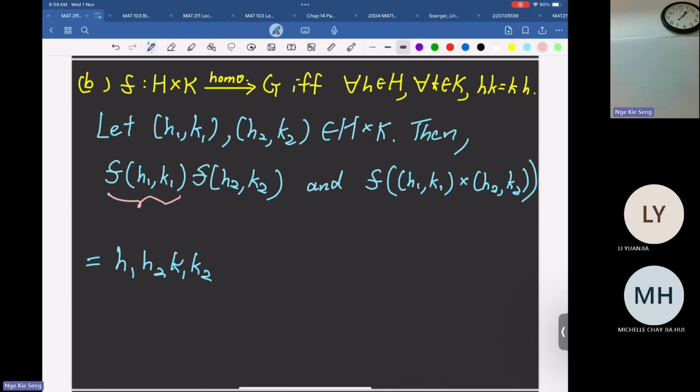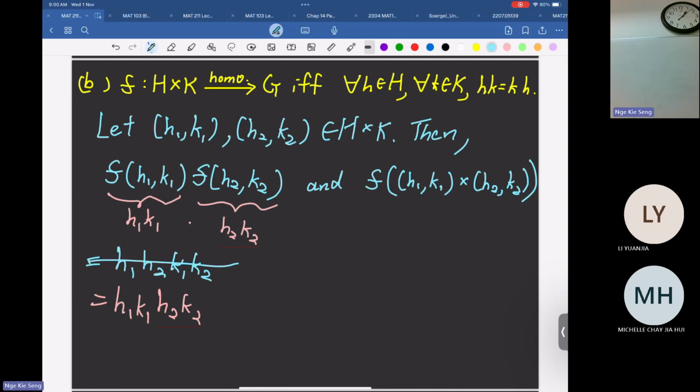So what is f of h1 k1? What's this map here? This one you should get just h1 k1. How about f of h2 k2? h2 k2, right? So if you multiply the two elements together, what do you get? h1 k1 h2 k2. So this is what you get from the left hand side. If you are unsure, you say unsure. Don't think that what people say is right. Very important, a very serious problem in this society. Please avoid this. This is wrong.